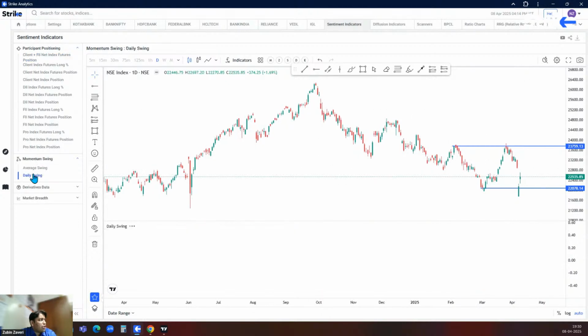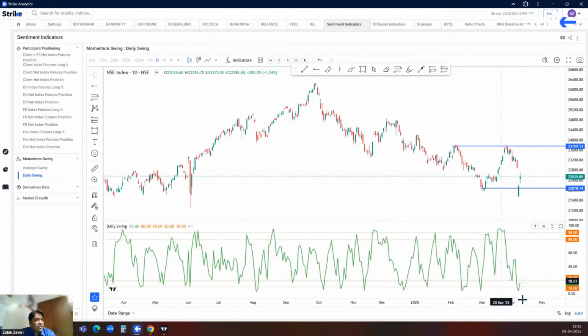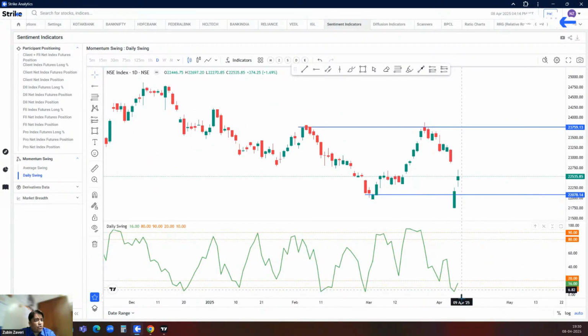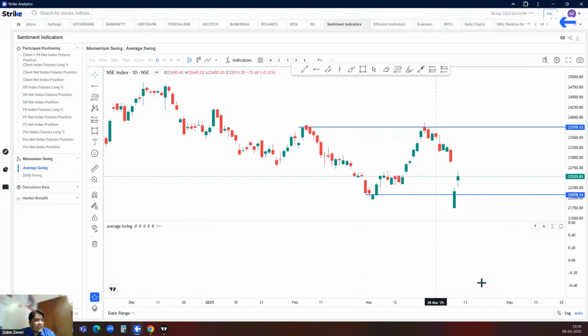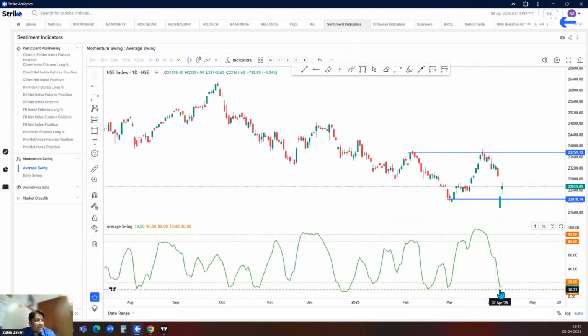And if you look at the short term swing and daily indicator also, they are completely at oversold levels. Yesterday the daily swing indicator had touched 1, and today it is at 16. So daily swing and average swing, both these indicators, if they are at the oversold levels, there is a high probability of a short term bounce back. So that's what we will observe, if this short term bounce back sustains over here, and then whether it is going above 23,800 or going below 22,000 is something that we will have to watch out for.